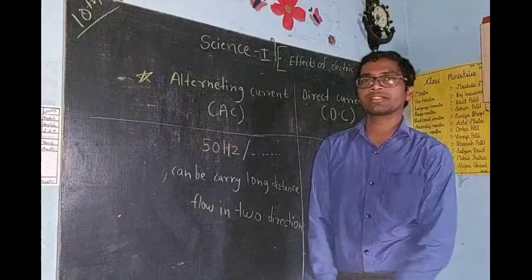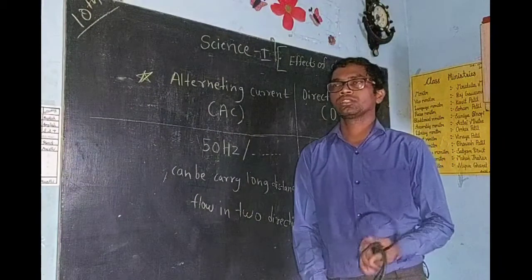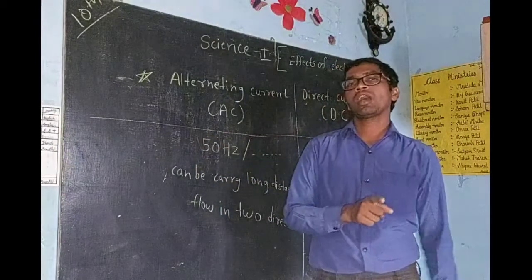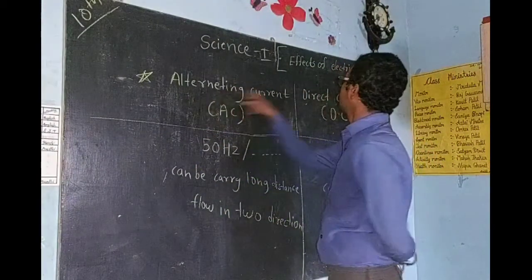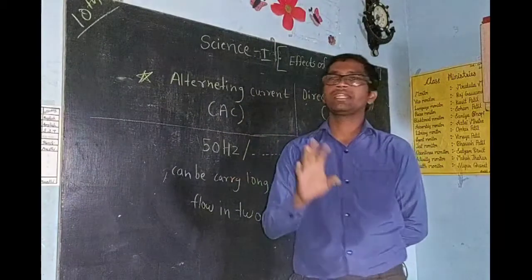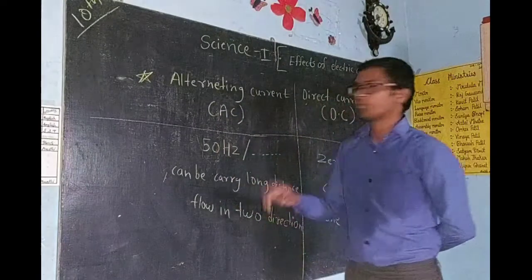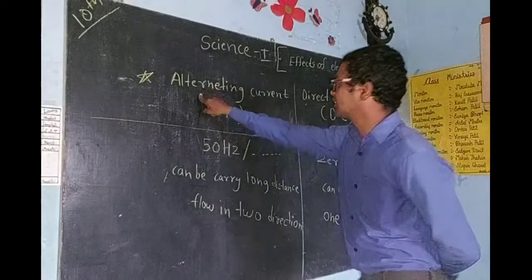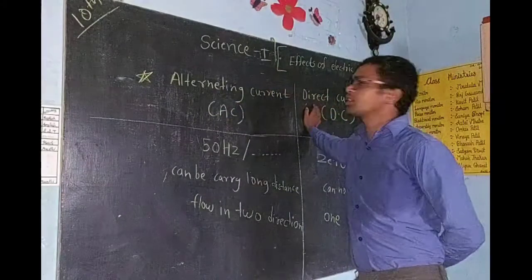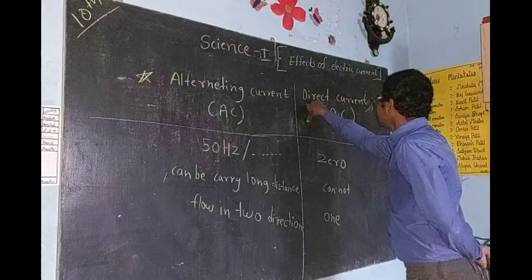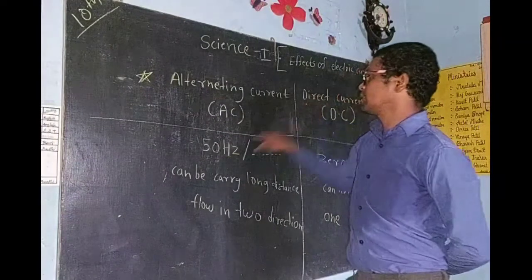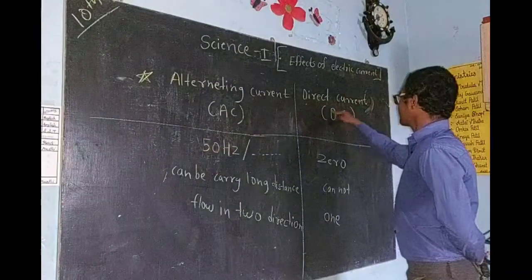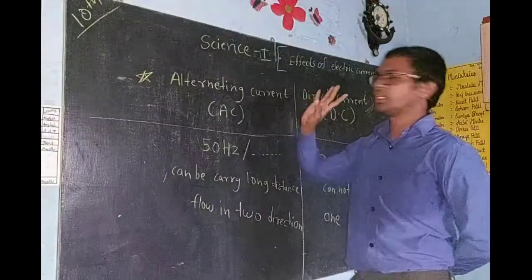So a question can be asked. In your digest or on the net also you will get the proper answer, but you have to write down this question: differentiate between alternating current and direct current. You have to write down at least 4 points of both. First, write down their definition. Current which changes direction is called alternating current. Current which does not change its direction is called direct current. In India, the frequency of alternating current is 50 Hz. Direct current frequency is 0 all over the world.